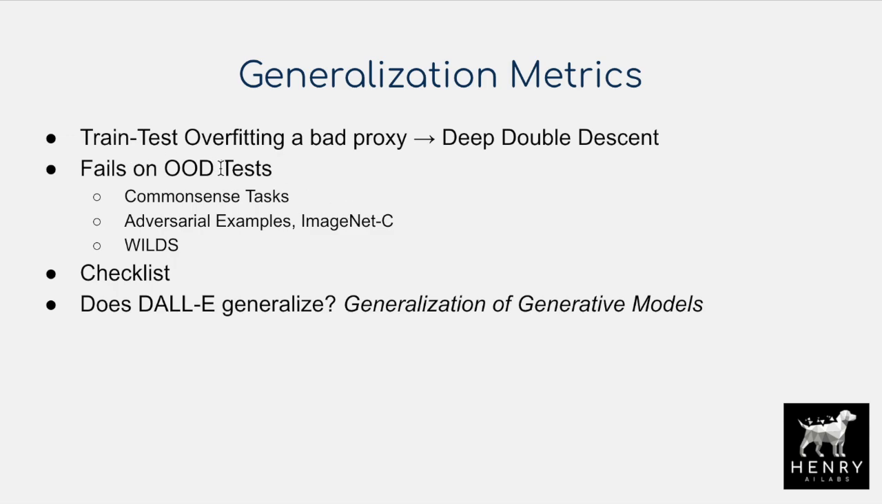It can fail in these out-of-distribution tests like common sense reasoning tests, adversarial examples, or even just adding noise maps to ImageNet images in the ImageNet-C dataset. And then recently this WILDS dataset came out that I think is the best existing thing out there for testing out-of-distribution generalization. So Checklist is another paper. It won the ACL 2020 Best Paper Award by constructing this set of tasks to evaluate linguistic capabilities, how well does it understand vocabulary, this set of tasks that are supposed to help get a sense of generalization with the model. So then another thing that I think is interesting is, does DALL-E generalize?